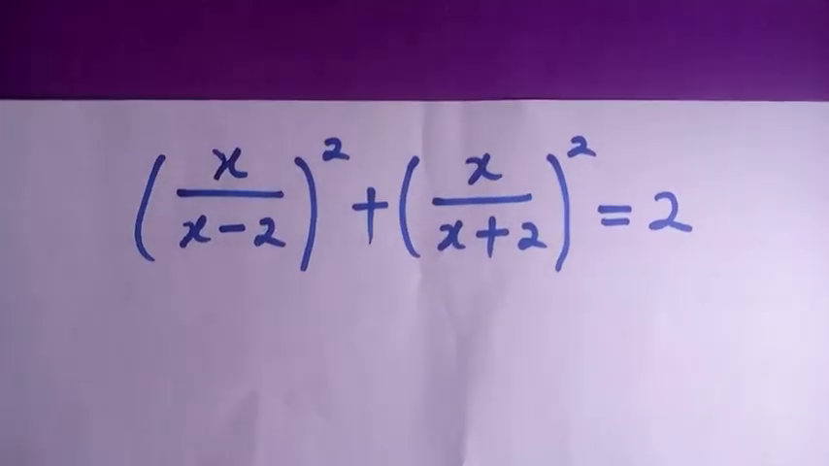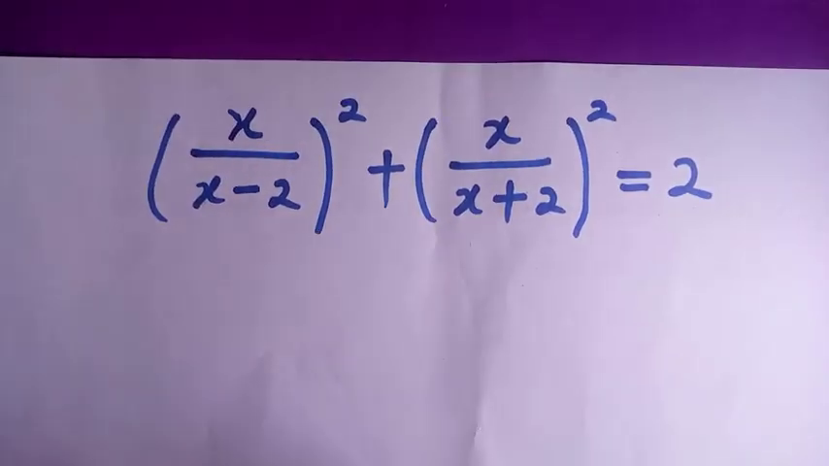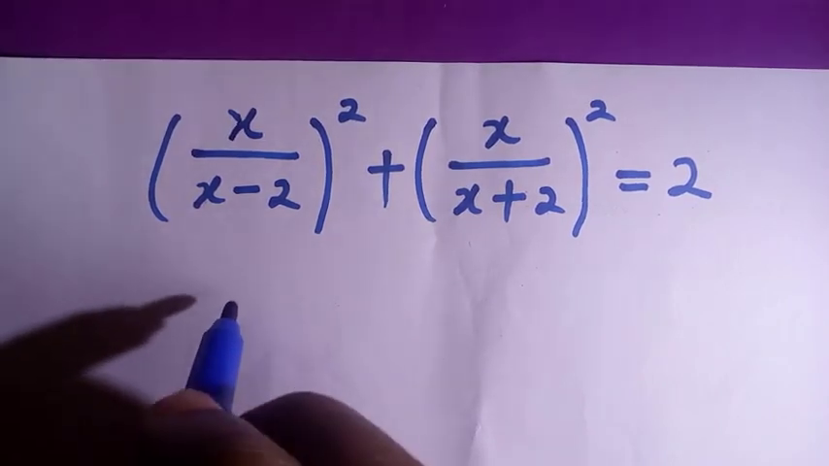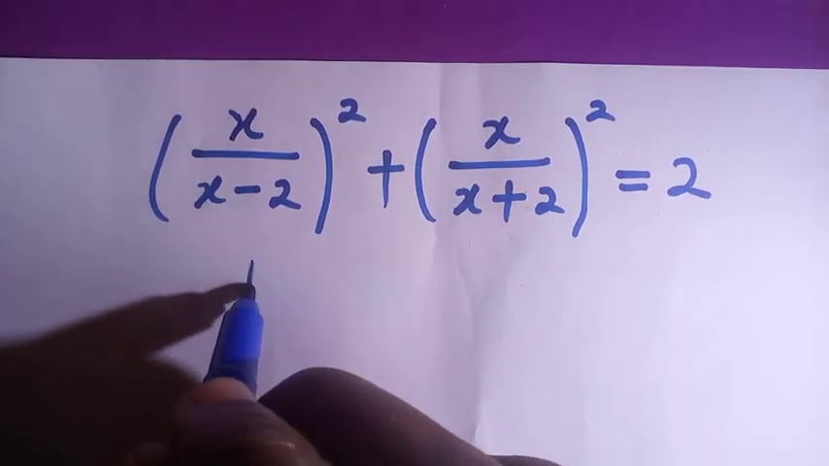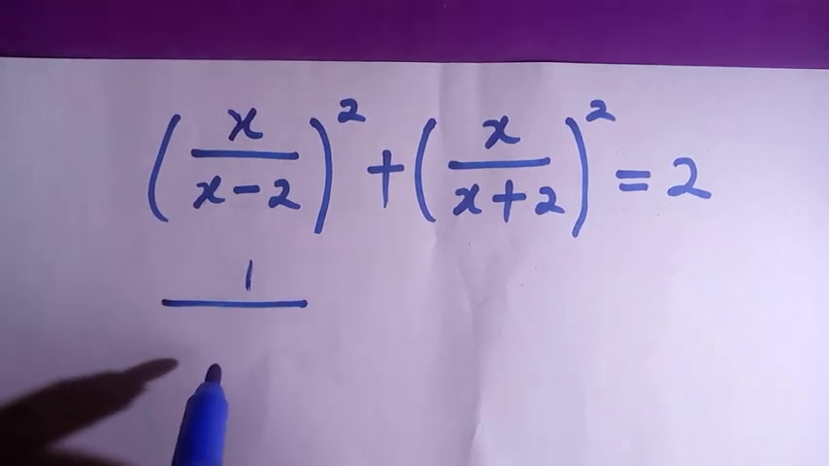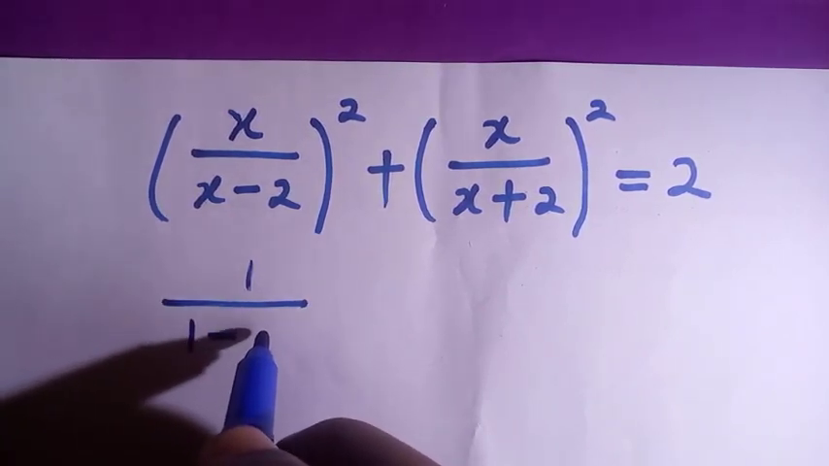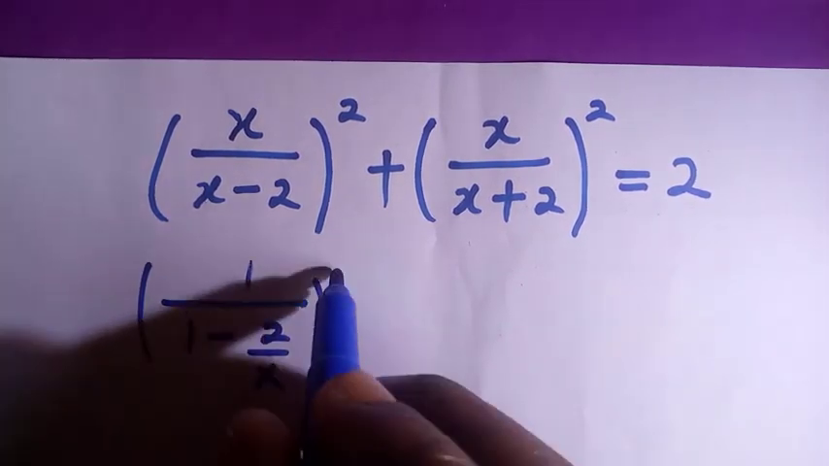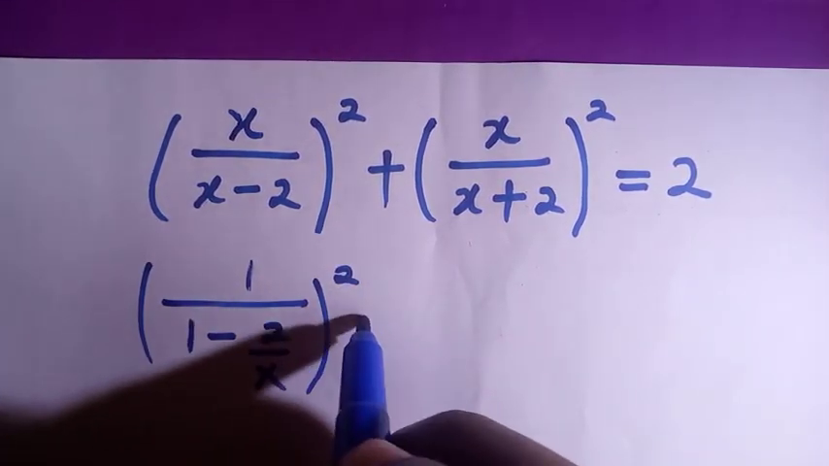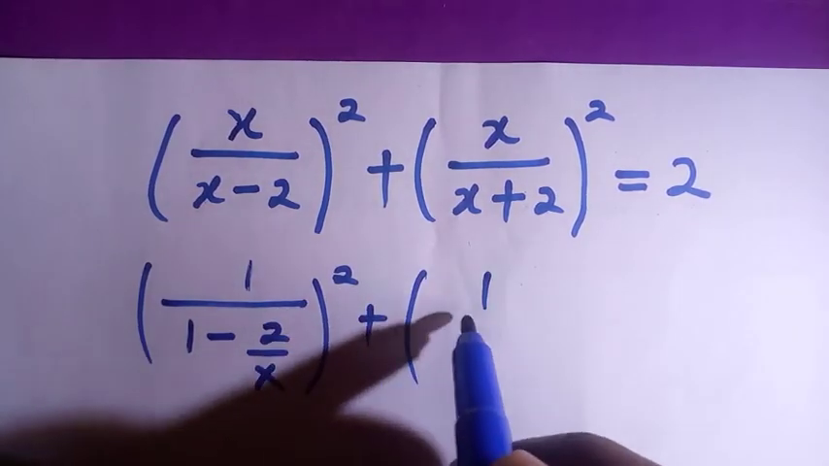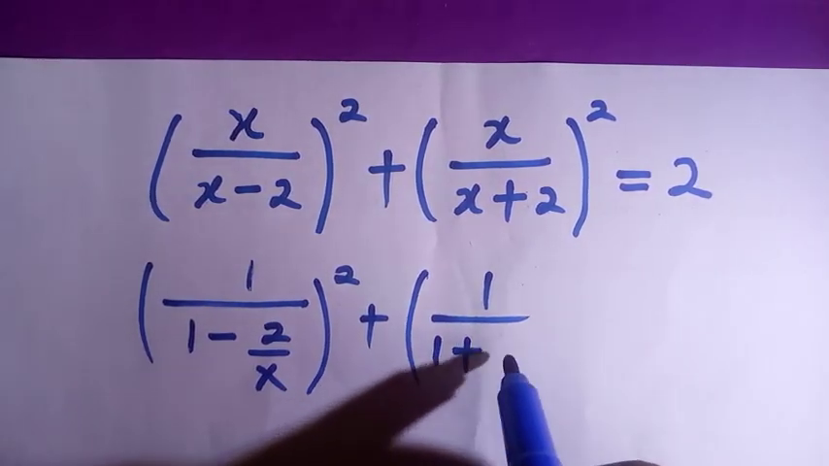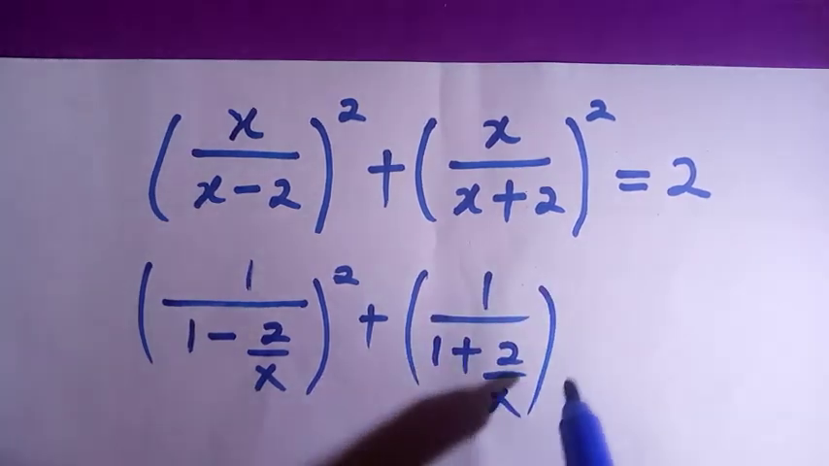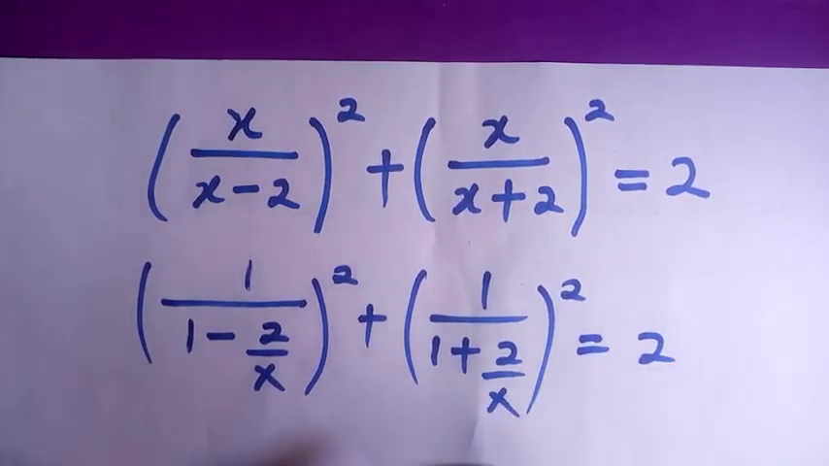Welcome to another video. Let's solve for the value of x in this problem. We know that x divided by x minus 2 can also be written as 1 divided by 1 minus 2 divided by x. So we raise all this to the power of 2, plus, while this one can also be written as 1 divided by 1 plus 2 divided by x, all raised to the power 2, equals 2.